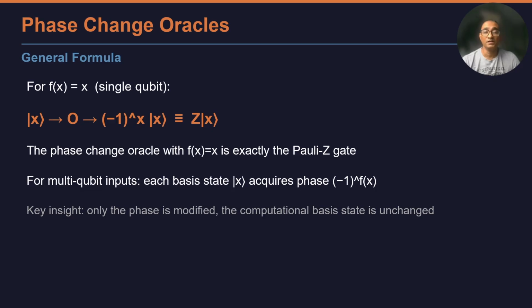So in summary, the phase change oracle that we have just seen is exactly like a Pauli Z gate for multiple qubit input. Each basis state acquires a phase change based on the formula minus 1 raised to the power of the function of the oracle. The important point to note is that the phase is modified, but the computational basis of the state has not changed. So the 0 remains 0 and a 1 remains 1, with a change in the phase.